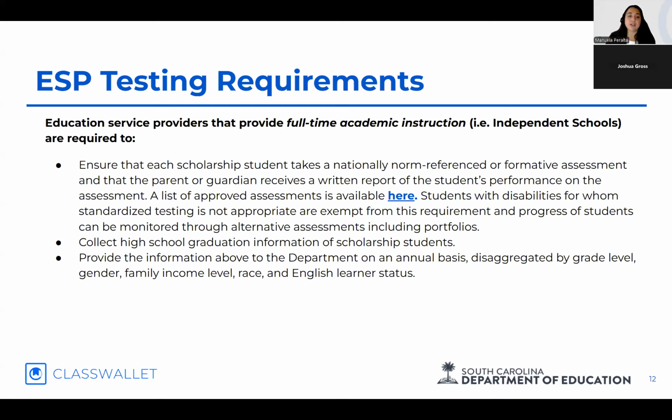You must also collect high school graduation information of scholarship students, and you'll be required to provide this information to the department on an annual basis, disaggregated by grade level, gender, family income level, race, and English learner status.